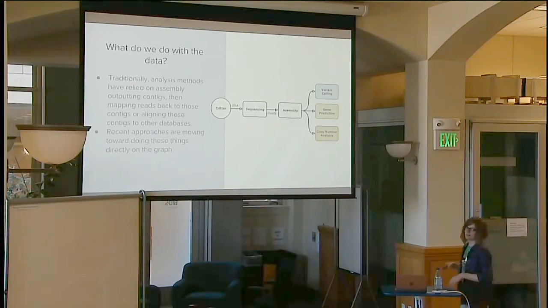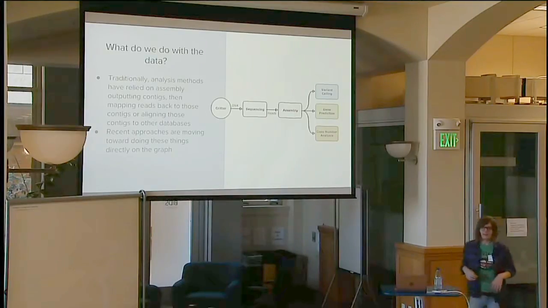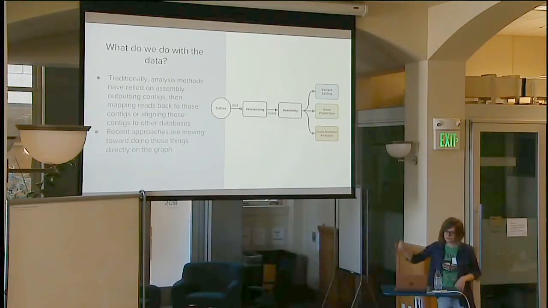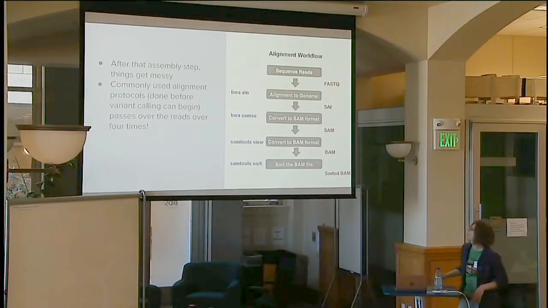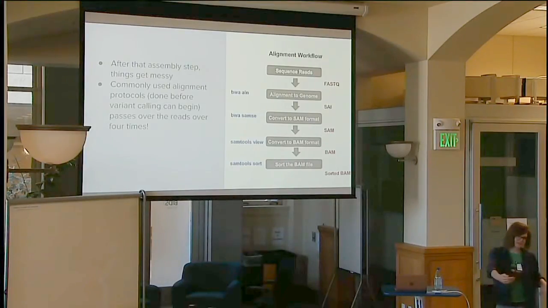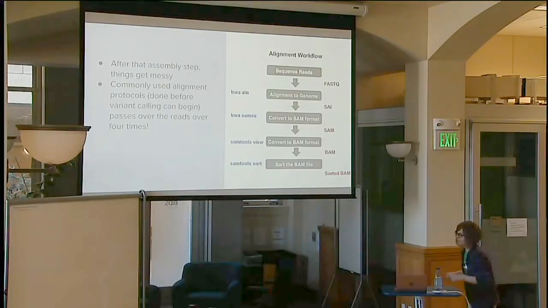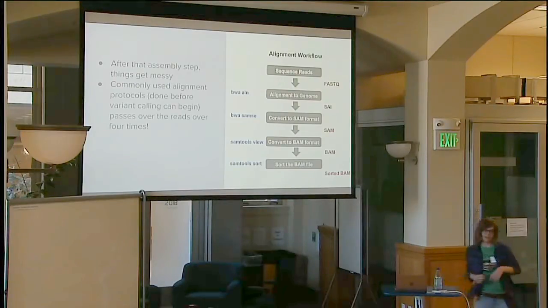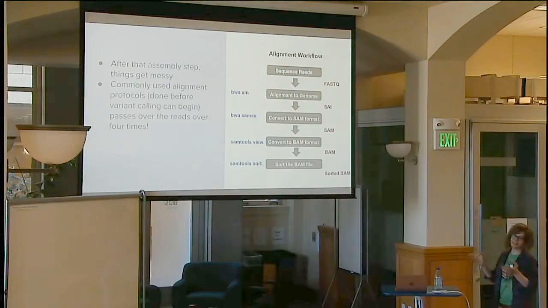And a bunch of these things, like variant calling, mean that now we go back to the beginning and take the original reads and map them back to the thing we assembled, right? And then after that we do our alignment, but then we have to convert it to a different format. And then we have to convert it to another format. And then we have to filter it. And then we have to sort the resulting coordinates. And then we can finally start variant calling.